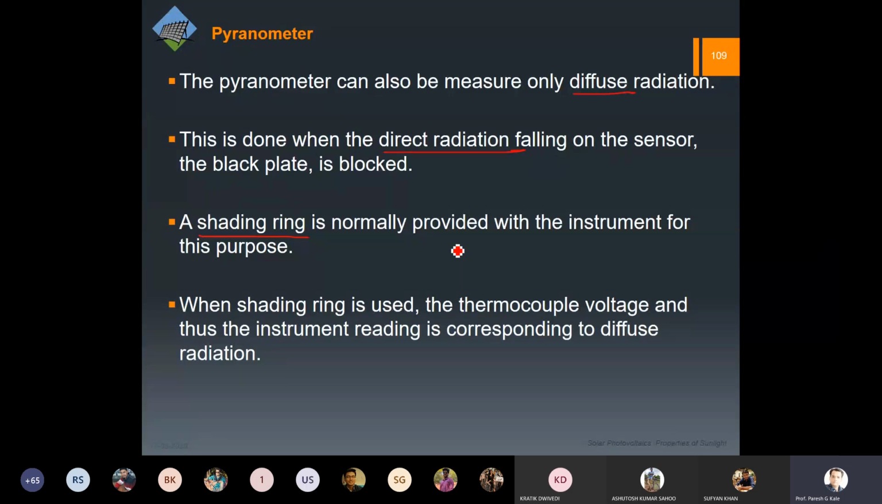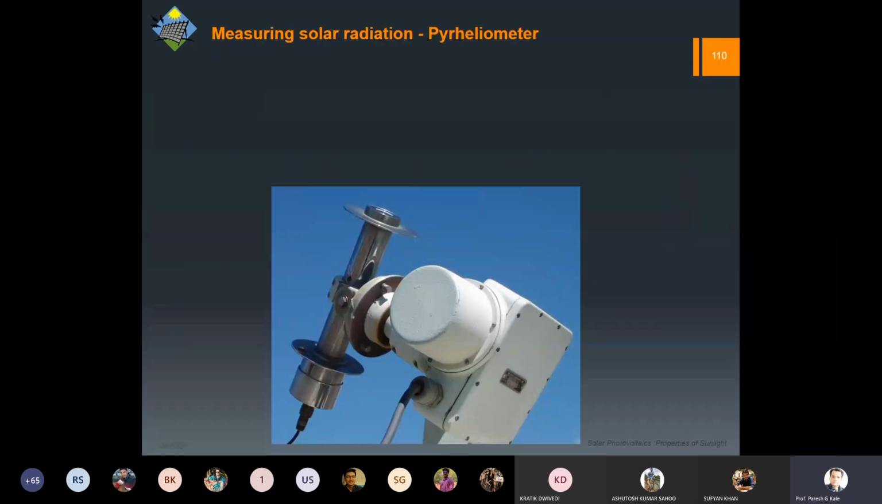So let us say we have this dome, this sensor, and our shading ring is absolutely aligned to the sun movement. The sun movement will be from here to here. If I align to that path, what is going to happen? I am blocking the direct radiation. So when the shading ring is active, whatever the measurement is will be only because of the diffuse radiation, because direct is not coming into the picture. The shading ring is blocking the direct radiation. This is how you can use the pyranometer for both.